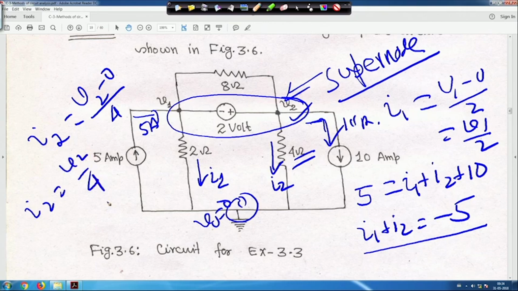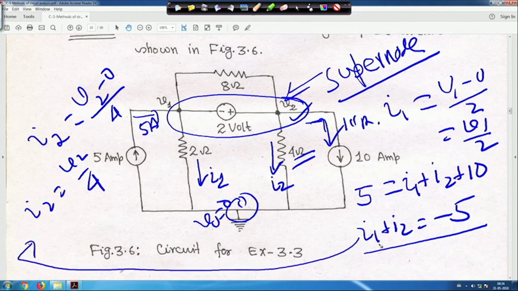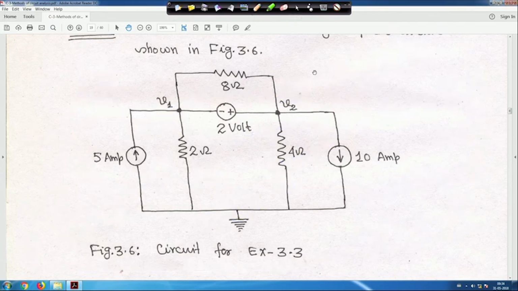If you substitute here, I1 is equal to V1 by 2, plus I2 is equal to V2 by 4, so V1 by 2 plus V2 by 4 is equal to minus 5. Accordingly, you can solve it, and it will be 2V1 plus V2 is equal to minus 20. So, let me clean it. All these things I wrote for you.